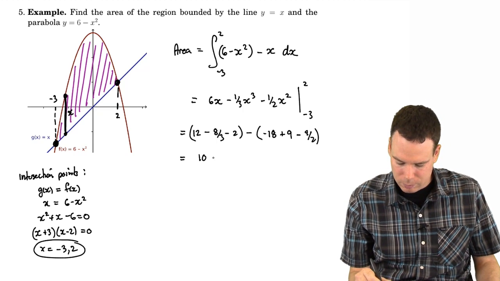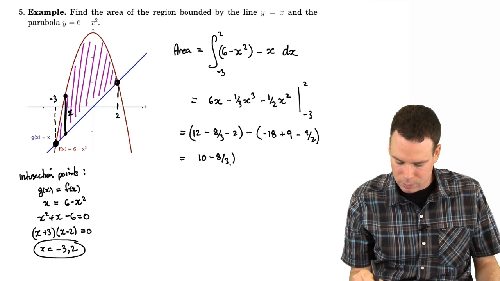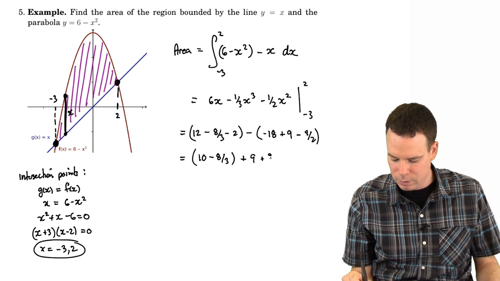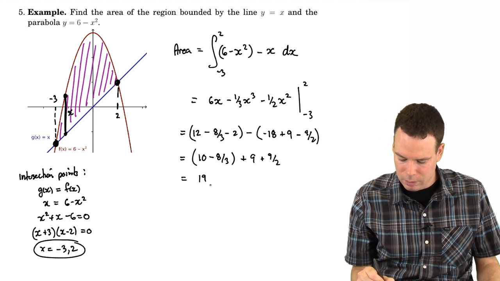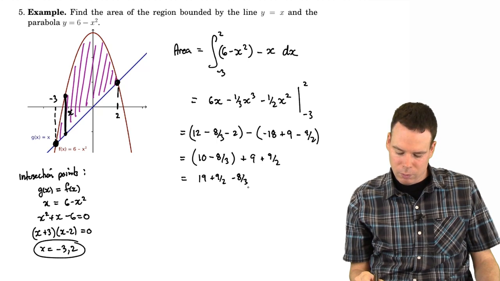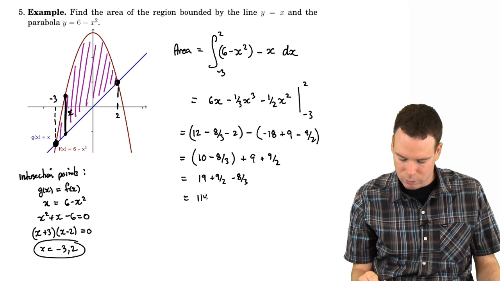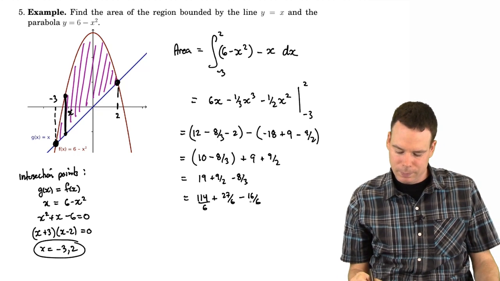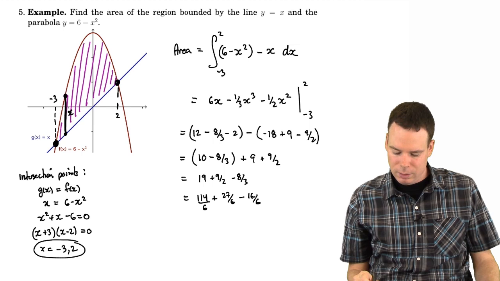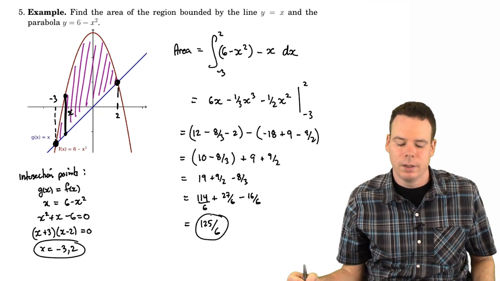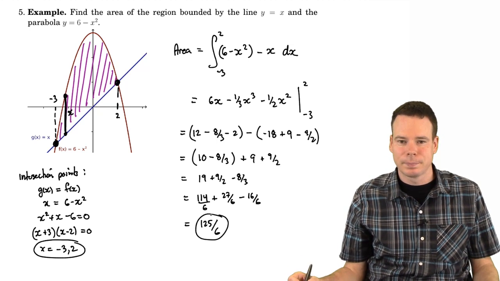And what does this boil down to? This is 10 minus 8/3, and that's a negative 9, so that's plus 9 plus 9/2. So that's a 19 plus 9/2 minus 8/3. So common denominator would be 6. So 6 times 19 is 114 plus 27/6 minus 16/6. Oh, that was 114/6. So 27 minus 16 is 11. 11 plus 114, so that's 125/6 is our final answer. So there's the area of that shaded region.